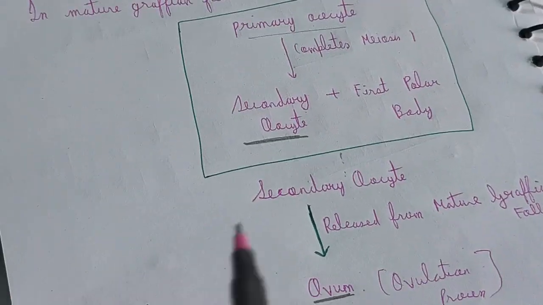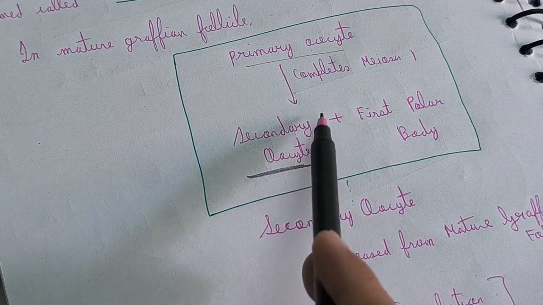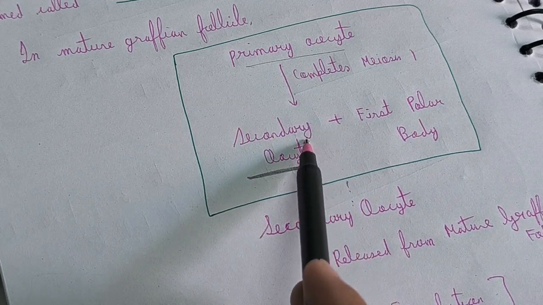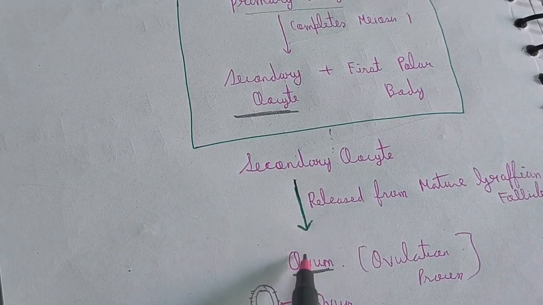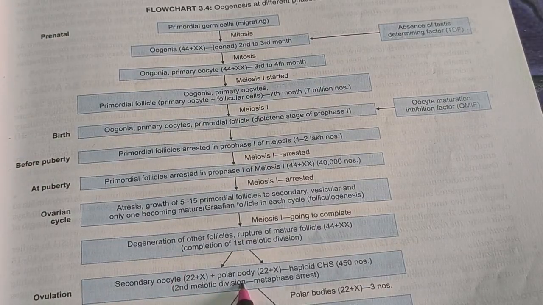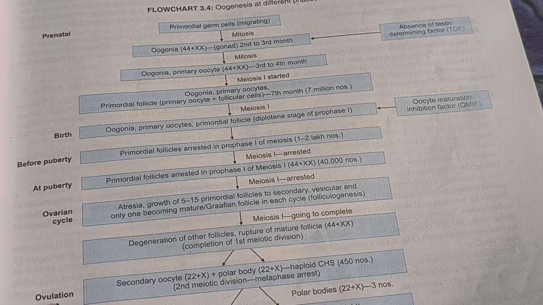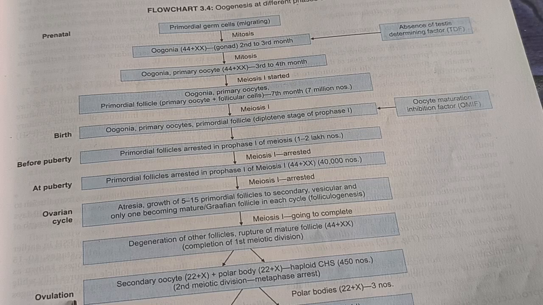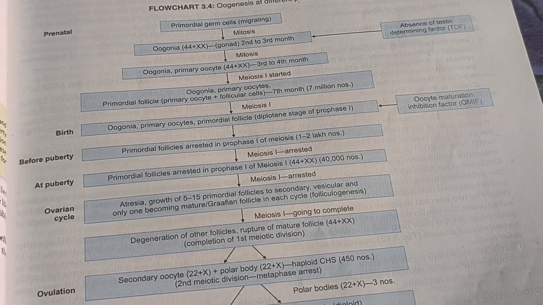And you also know about ovulation, as I have shown. Just before ovulation the primary oocyte completes meiosis 1 to form the secondary oocyte and first polar body, and the release of the secondary oocyte is known as ovulation. So that portion I have written: secondary oocyte, first polar body, and the release is known as ovulation. Just before ovulation the primary oocyte completes its meiosis 1 to form the secondary oocyte.